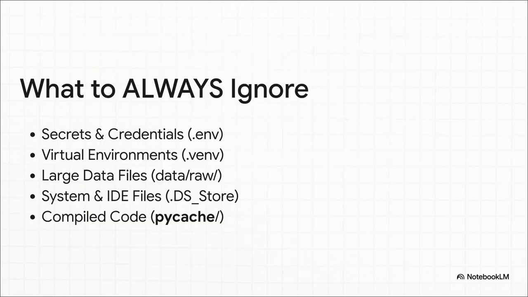So what gets kicked out by the bouncer? Rule number 1, secrets and credentials. Never, ever commit API keys. Second, your virtual environments. Those are just for your machine. Third, large data files. Your code repo is for code, not for gigabytes of raw data. And then you have the little stuff, like those annoying system files and compiled code that just create noise. Keeping all this junk out makes your repo lean, fast, and secure.